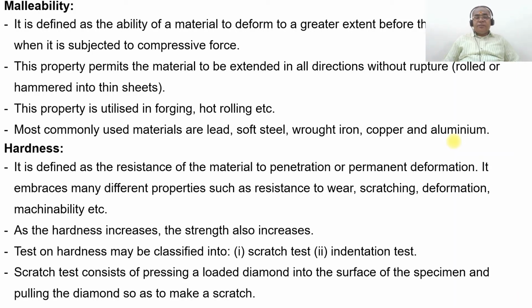So hardness always depends upon the machinability, the resistance to wear, and scratching. As the hardness increases, the strength also increases. Tests of hardness may be classified as scratch tests and indentation tests. The scratch test consists of pressing a loaded diamond into the surface of the specimen and pulling the diamond so as to make a scratch. Basically, we place the diamond tip on the material to be checked and rub against it, pulling the diamond so as to make the scratch.